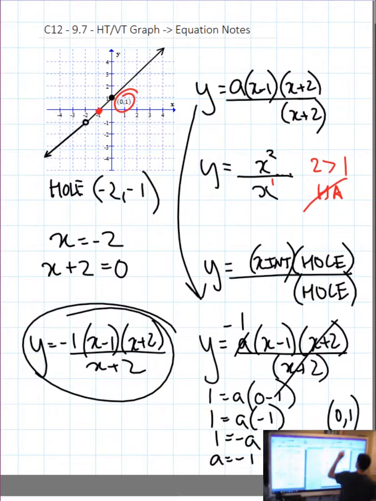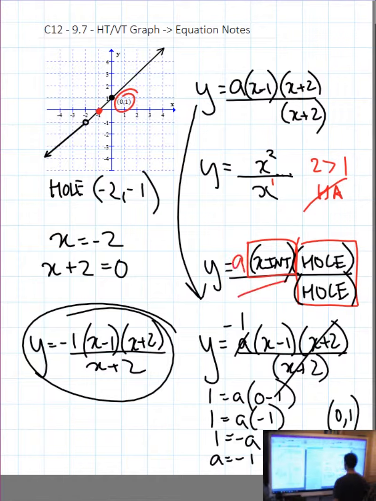So again, reviewing, if we have a hole, we put the hole on the top and on the bottom. Then we put our x-intercepts on the top. We don't have any vertical asymptotes, so nothing else goes on the bottom. Then we work on our a value. Once we found our a value, we can rewrite the function.